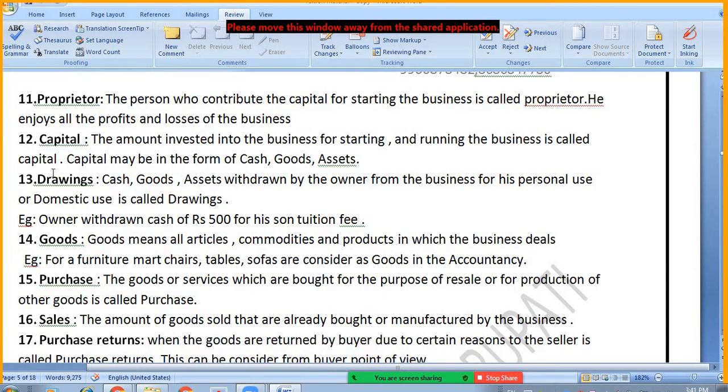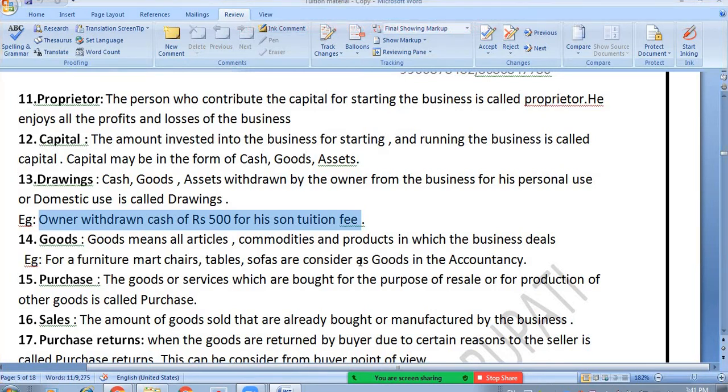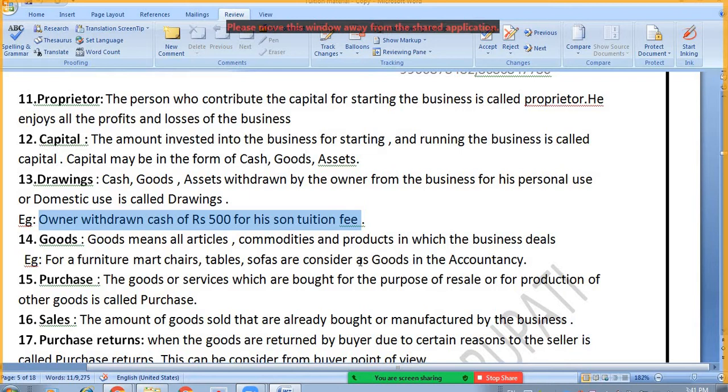So see, a small example for drawings: the owner withdrew cash of rupees 5,000 for his son's school fee, son's tuition fee. Suppose an owner withdraws 500 rupees from the business cash for the purpose of paying tuition fee for his son, that amount is considered as drawings.